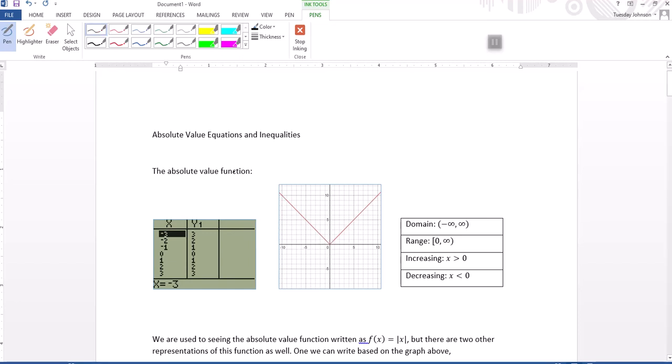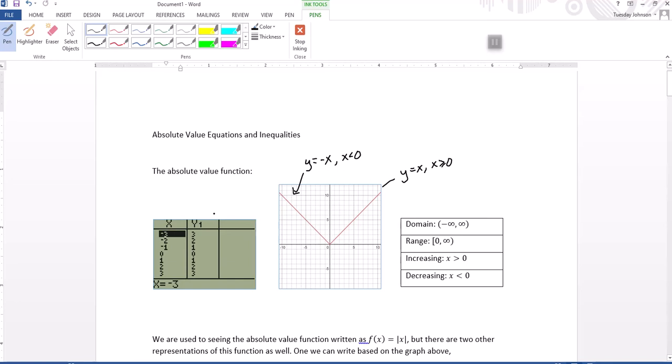With this V-shaped graph, our piece on the left will be y equals -x for x values that are less than 0. And on the right, we have y equals x, and this is for x values greater than or equal to 0. So each piece of it has its own representation. We're going to use this again in a minute.